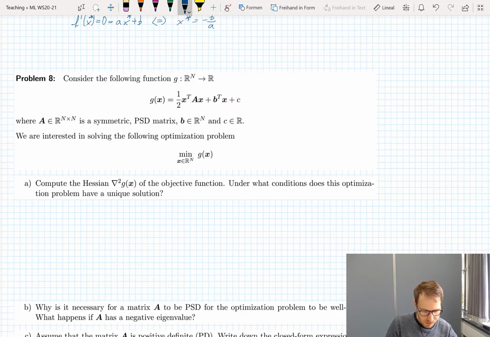Okay, so again, we consider the following function. Here we have a quadratic part, a linear part, and an offset. A is symmetric, positive definite. We are interested in solving the following optimization problem, the minimum. Compute the Hessian of the objective function. Under what conditions does this optimization problem have a unique solution?